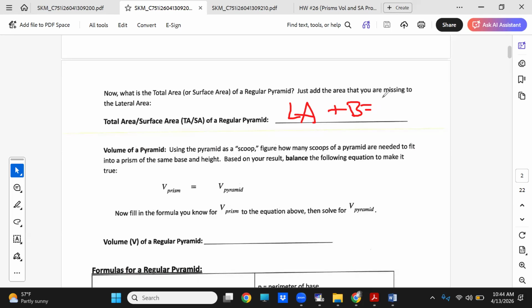So it'll be lateral plus base, or 1/2 PL plus the base. And the base, of course, is just whatever base you have. So that's the total area. Now this part we have a little bit of fun.